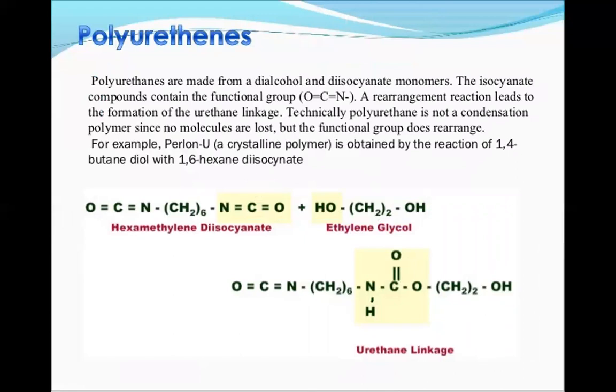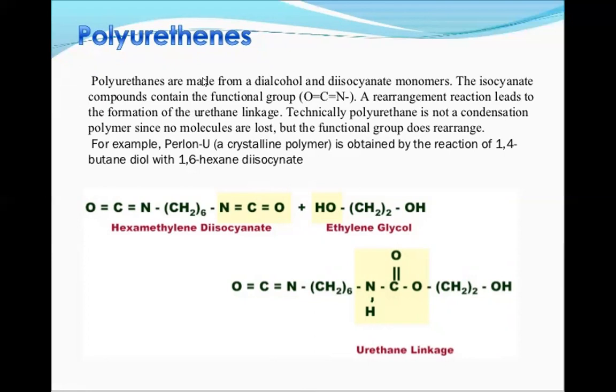Coming to another example, which is called polyurethane. This polyurethane, it is a class of compound called reaction polymer, which is made from diol alcohol and diisocyanate monomer.